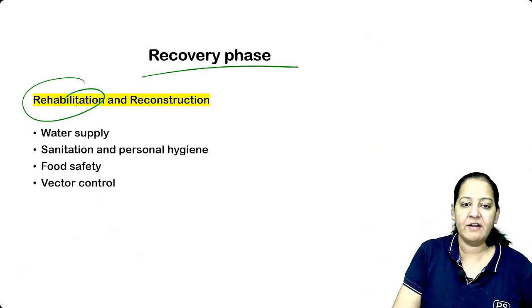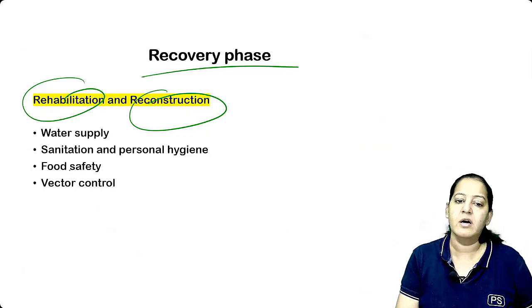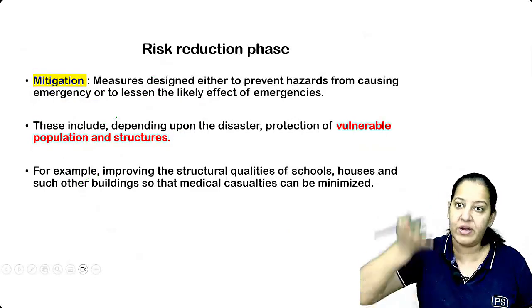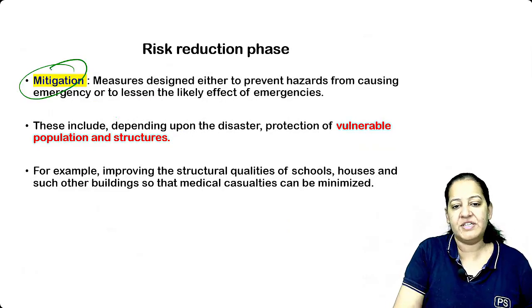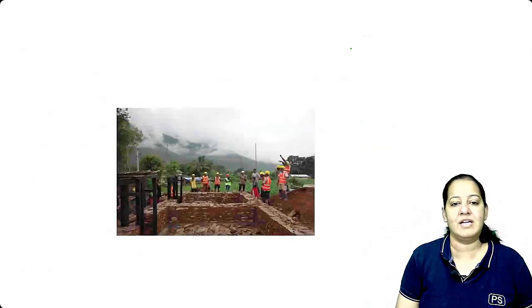In the recovery, you do the rehabilitation, reconstruction. Whatever is lost, you construct it again. Food safety, vector control, sanitation, water supply, the buildings that have collapsed, you create them again. And finally, the mitigation. For the next time, we are prepared. We are reducing the risk for the next time. That is mitigation.